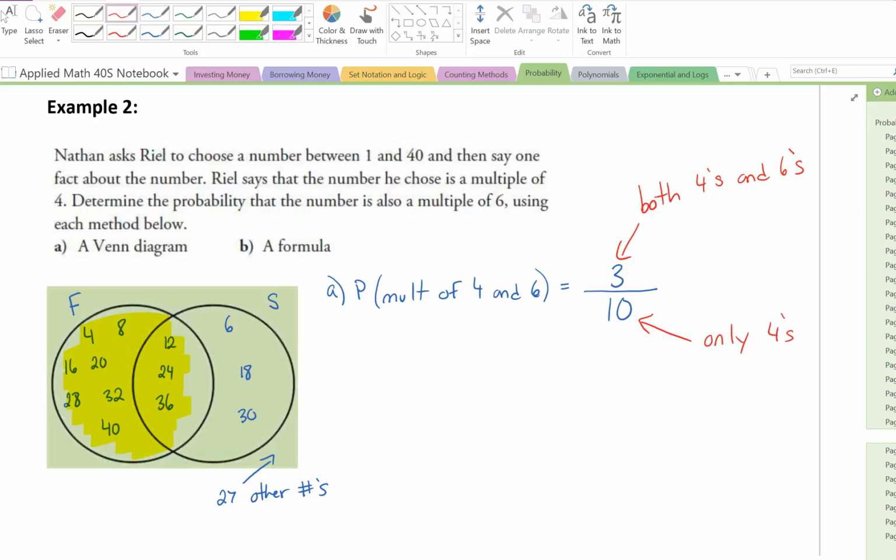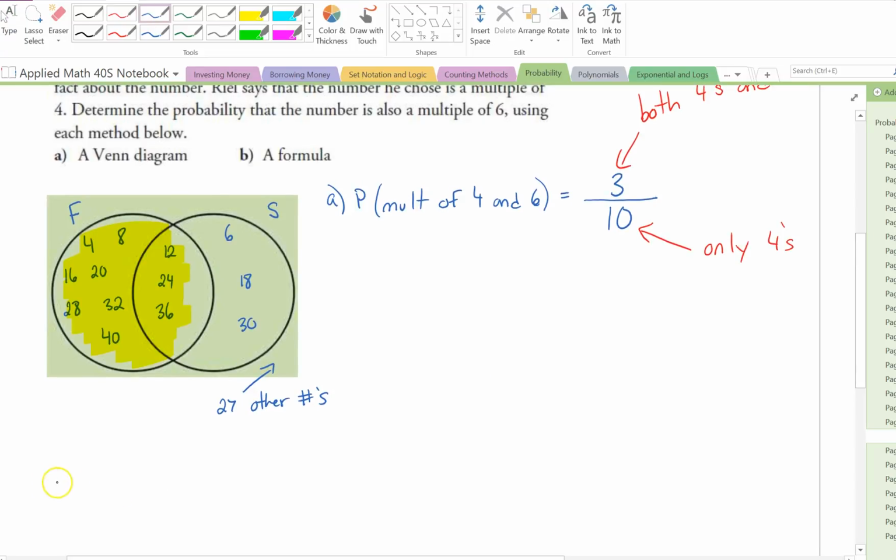Now, using a formula for this isn't super intuitive, and if you don't want to use it, that's okay, but I'll put it in your notes and explain it just in case this works better for you. So for B, the formula we would use is the probability of F and S, which is equal to the probability of F multiplied by the probability of S given F.